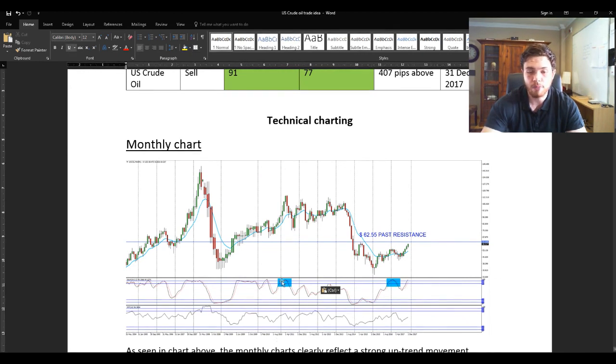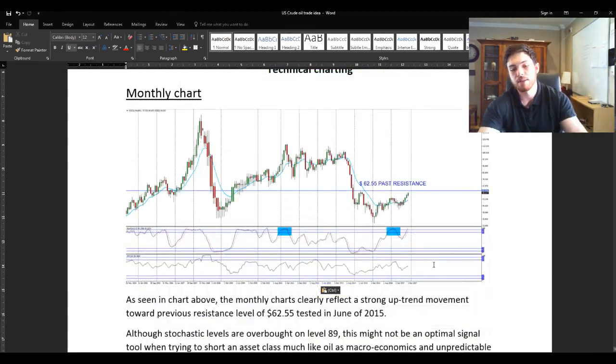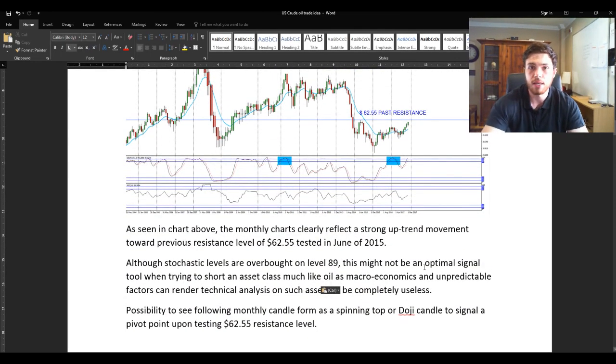You can also see that I've marked in blue on the stochastic two separate areas where the stochastic has reached very far into the overbought region, followed by a pullback that's reflecting on the price charts as well. So obviously what I'm just basically saying is that there is a good opportunity. The stochastic is an analysis tool we can use for this.